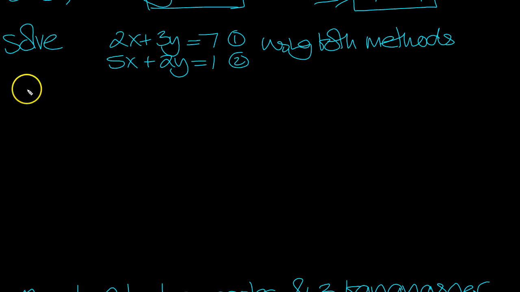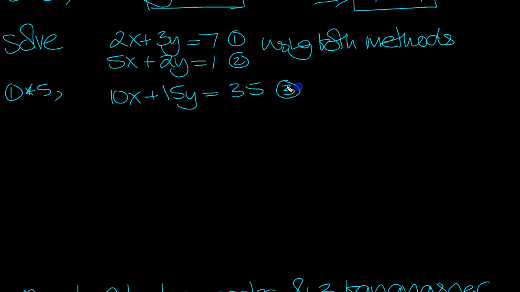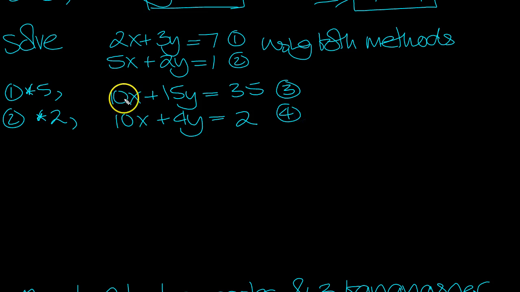So if I scale this up by 5, 5 of these is 10x, 5 of these is 15y, and 5 of these is 35. Then 2 of these, double all the way through: double of this is 10x, double this is 4y, and double this is 2, that's number 4. Now these are the same, we can take them away.